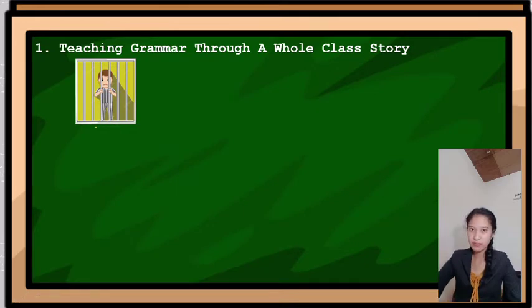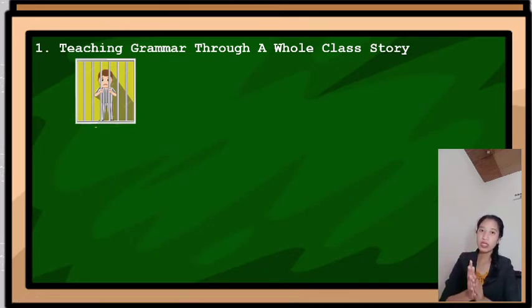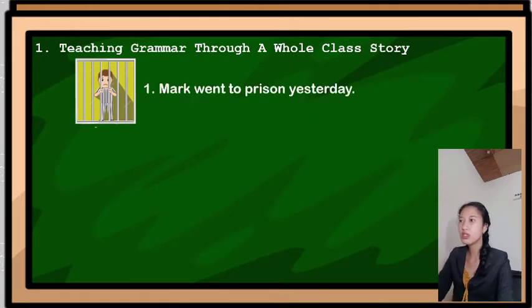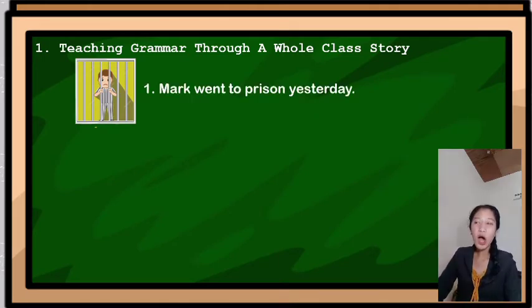He's imprisoned. From the illustration itself, you can build your own sentence on what happened to that boy. Or that boy is in jail. Or Mark went to the prison. Okay, so let's find out what is given here. Okay, so Mark went to prison yesterday.